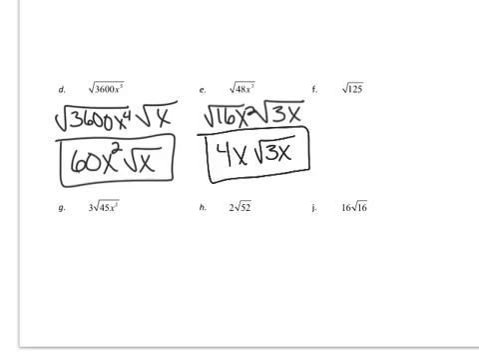Okay, the next one, we just repeat this process. 125, the largest perfect square that goes into 125 has got to be 25, because there aren't a lot of other perfect squares that end in a 5. 25 times 5 is 125. So you take the square root of the perfect part, and you end up with 5 radical 5.